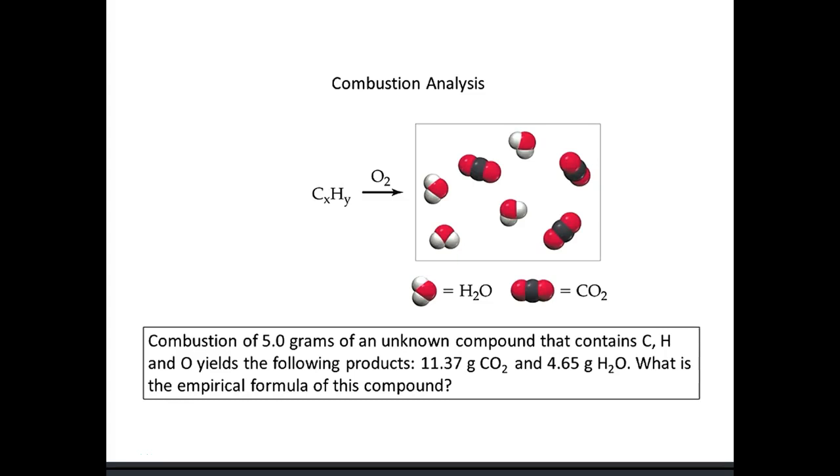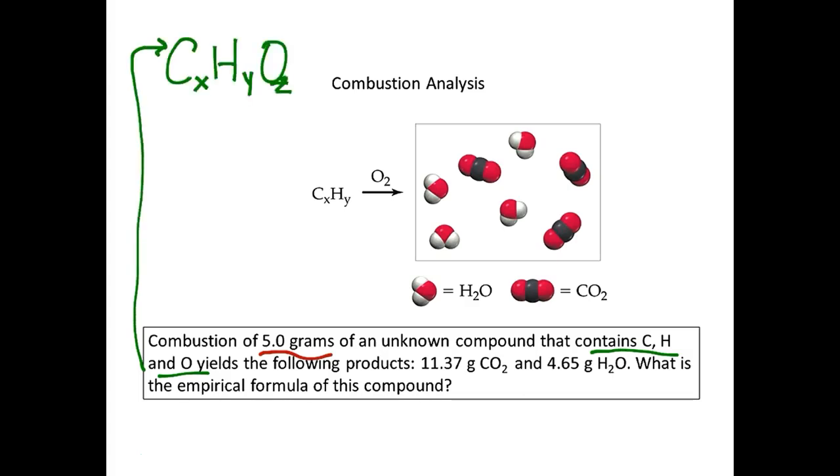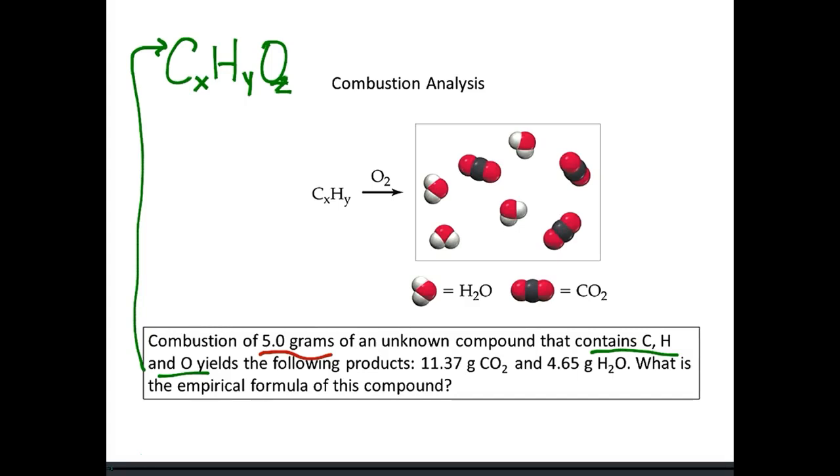So here we are combusting 5 grams of an unknown compound. We know it contains carbon, hydrogen, and oxygen. And we know our final products have the following masses: 11.37 grams of CO2, 4.65 grams of water. What is the empirical formula of this compound? Let's start with more of an understanding of what's going on here. So 5 grams of an unknown compound. We know the mass of the compound. We know it has carbon, hydrogen, and oxygen. The empirical formula will be CxHyOz with whole number mole ratios.